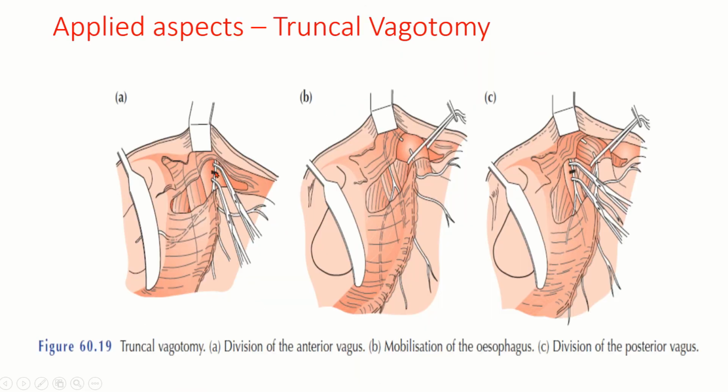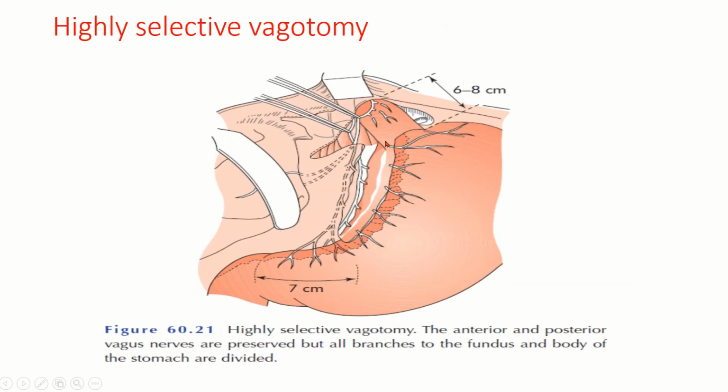So you can see here, this is the truncal vagotomy. Anterior vagal trunk is cut. The esophagus is mobilized, then the posterior vagal trunk is cut. And here you can see the highly selective vagotomy, where only the branches of the nerves of Latarjet are cut. And here the pyloric part nerve supply is kept intact so that gastric motility is not disturbed.